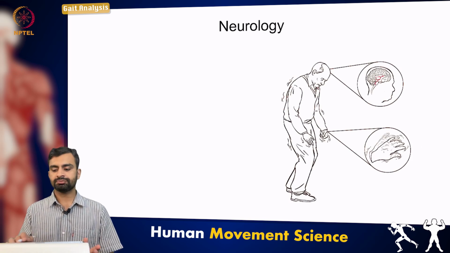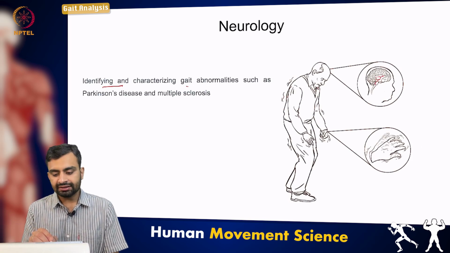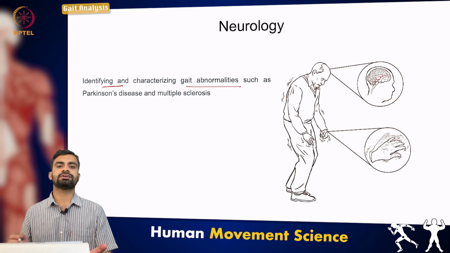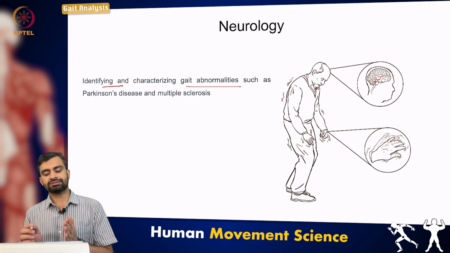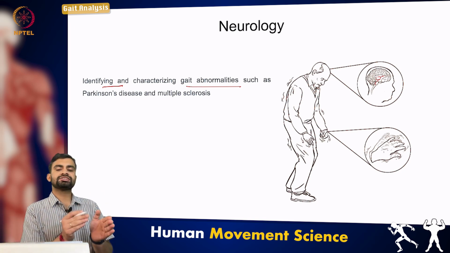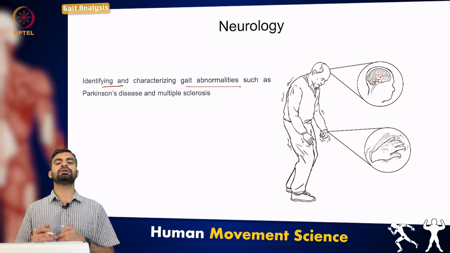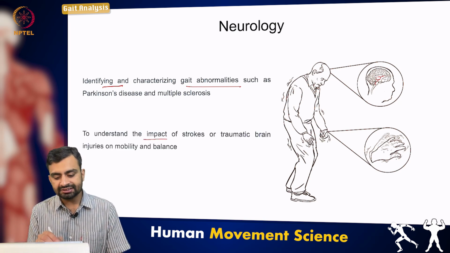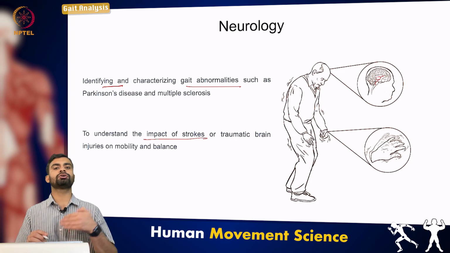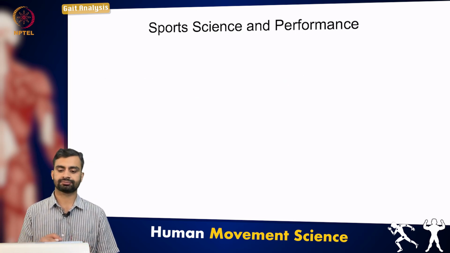In neurology, it will help in identifying and characterizing gait abnormalities, such as in the case of Parkinson's disease or multiple sclerosis. So this also helps in differentiating the effect of different neurological disorders on movement. This also helps to understand the impact of stroke or traumatic brain injury, which affects your mobility and balance.